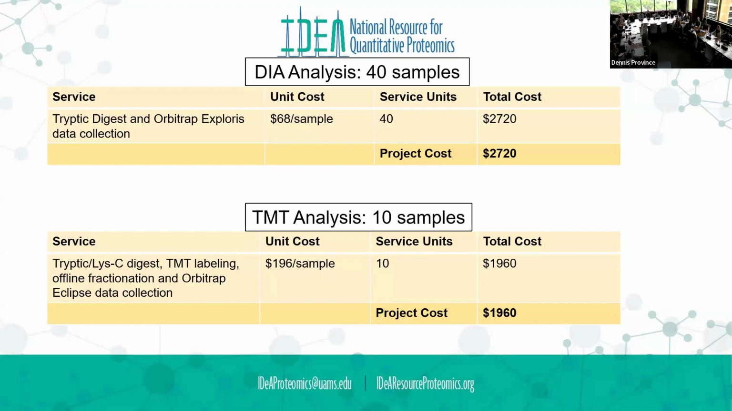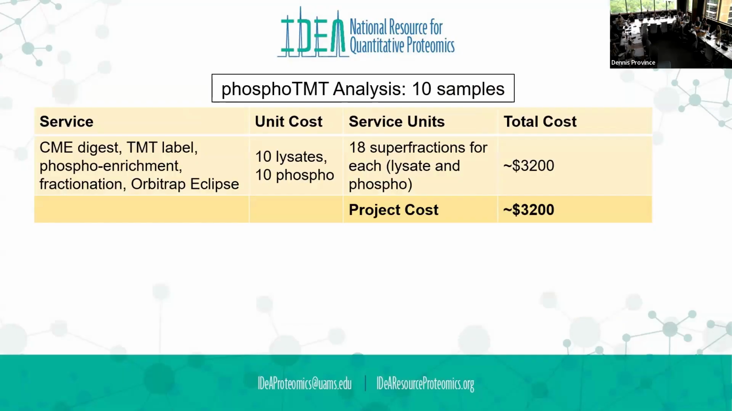TMT analysis for 10 samples, because of the cost of those kits, it's about $2,000 for 10 samples, for 10 labels. And then when we do our phospho TMT analysis, you actually get two. You get a regular total peptide experiment, what we call the lysate experiment, and then we do an enrichment, and then we also do the experiment for the phosphopeptides.